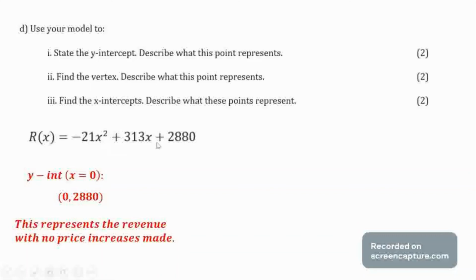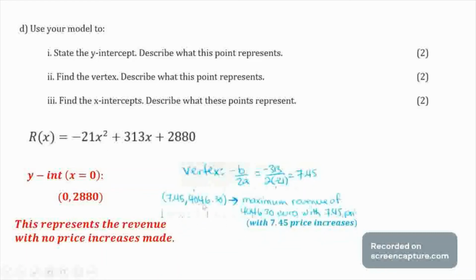Okay, standard form, vertex, therefore we're going to use negative b over 2a. Try that now. Okay, that gives you an x value of 7.45. So it says this revenue will reach a vertex with 7.45 price increases. Okay, we have the x value. What about the y value? So put that into here and find the y value.